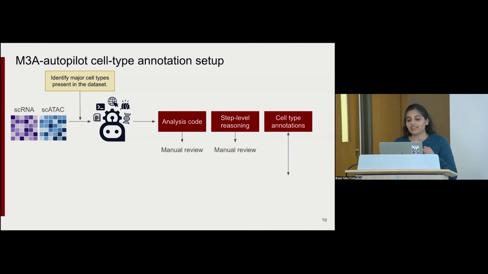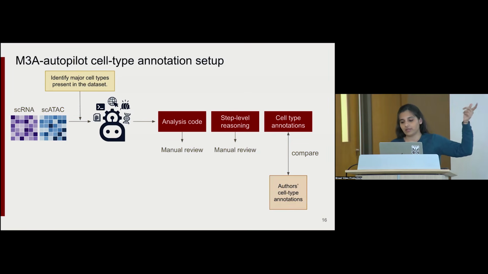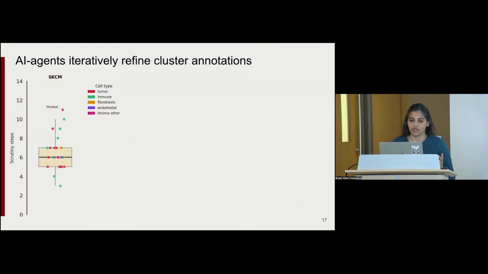And the way we validate all of these is we do a manual review of the analysis code and the step level reasoning, and for the cell type annotations, we compare to the author cell type annotation that we have from the publication. So one interesting thing that jumps out is that agents iteratively refine cluster annotations.